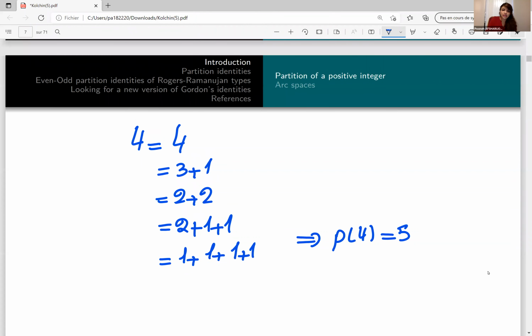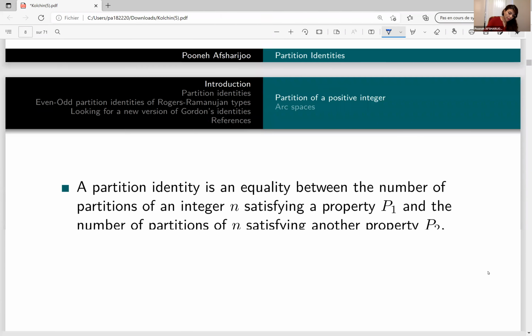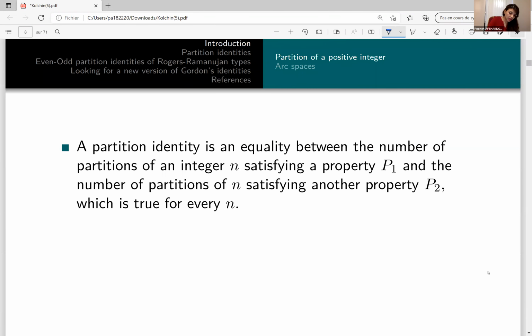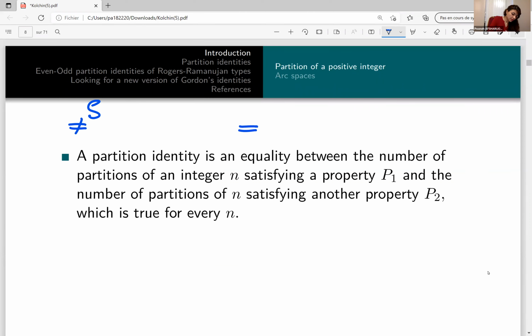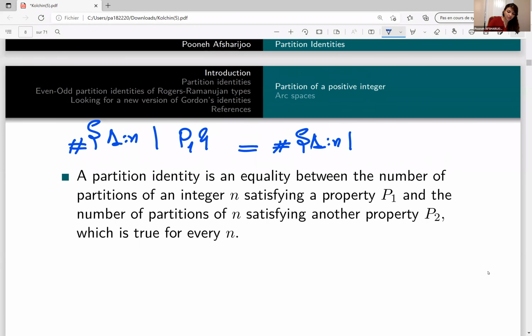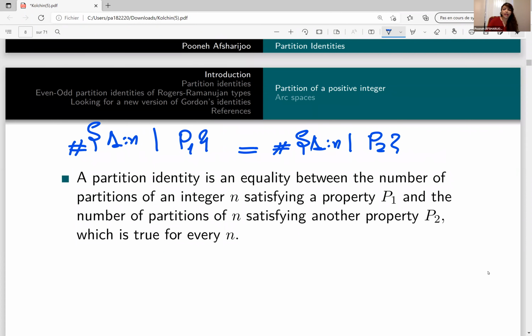Now, what is a partition identity? A partition identity is an equality between the number of partitions of n satisfying some property P1 and the number of partitions of n satisfying another property P2, which is true for every n. This type of identities plays an important role in many areas like number theory, Lie theory, statistical physics, and so on. And my research is based on this type of identities.